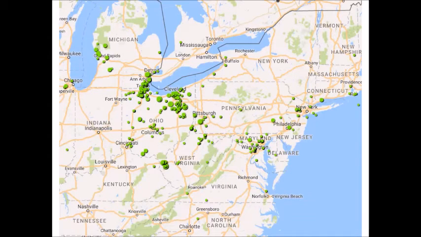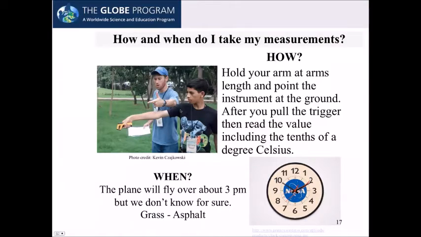You can see here the clustering of schools in the Toledo and Detroit areas, and then over by Cleveland and Akron. Anyway, these are where we're having schools take surface temperature observations. Now, just a reminder, when you take the observations, you want to make sure you hold your hand out about shoulder height, point the instrument down, pull the trigger, let go, then tip it up to read the values.